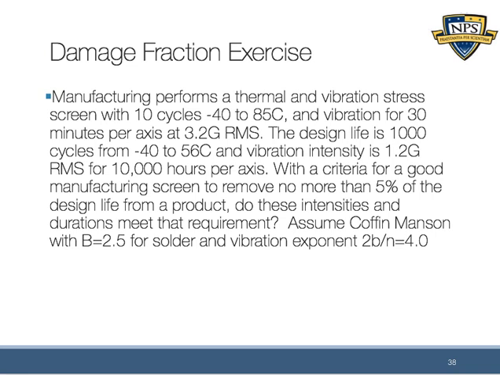So we'll say manufacturing performs a thermal and vibration stress screen with 10 cycles between negative 40 degrees Celsius and 85 degrees Celsius, so a delta T of 125 C, and vibration for 30 minutes per axis at 3.2 GRMS. The design life is 1,000 cycles from negative 40 to 56, and the vibration intensity is 1.2 GRMS for 10,000 hours per axis. The criteria for a good manufacturing screen is to remove no more than 5% of the design life from a product, and by the way, that's the standard number. Do these intensities and durations meet the requirement?